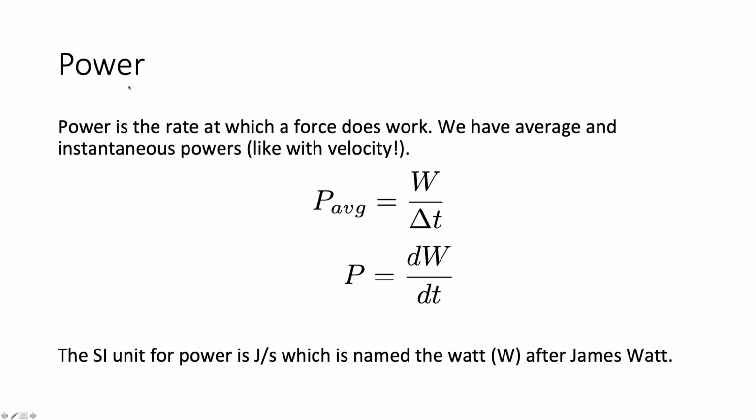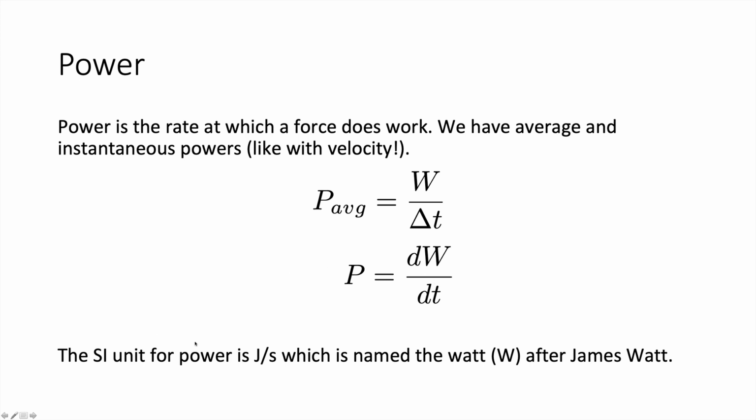So now we're going to look at power. Power is the rate at which forces do work. So we can have average and instantaneous powers, like with velocity, because velocity is the rate of change of displacement. Here we're talking about the rate of change of the work. So the average power is equal to the total work divided by the total time over which that work is done, whereas the instantaneous power is equal to dW/dt.